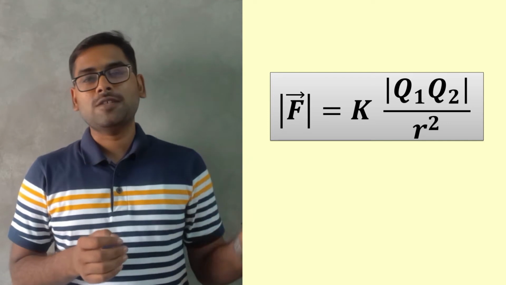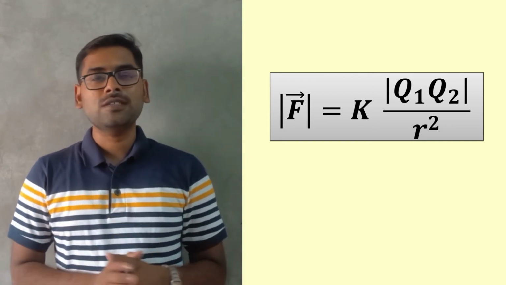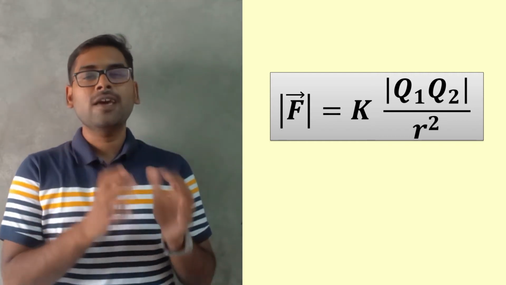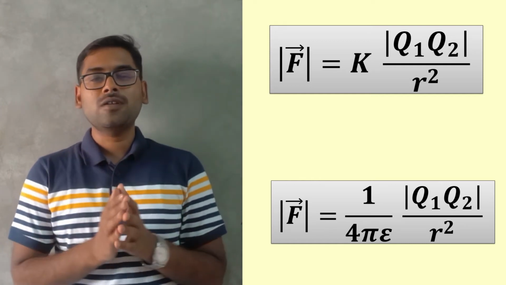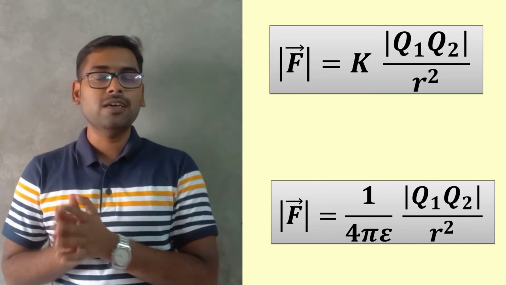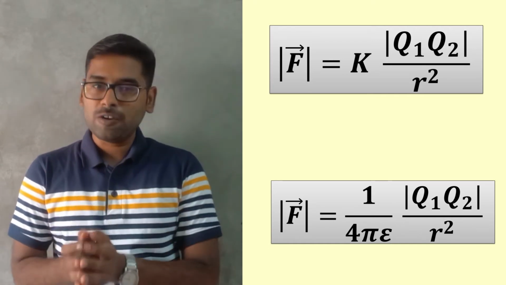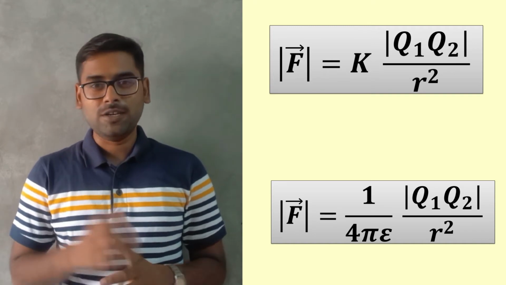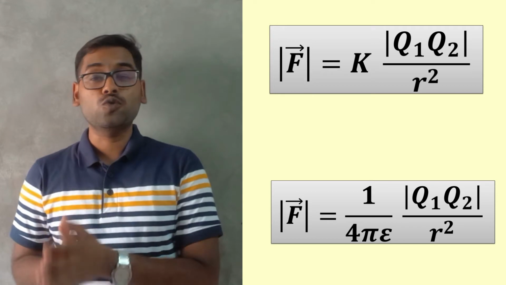So which term in this expression shows that dependency? The answer to this question is K, which is also known as Coulomb's constant. Guys, K is also expressed as 1 by 4 pi epsilon. Here epsilon is the permittivity of the medium in which charges are placed. Permittivity is the property of the medium which opposes the interaction between two charged bodies.